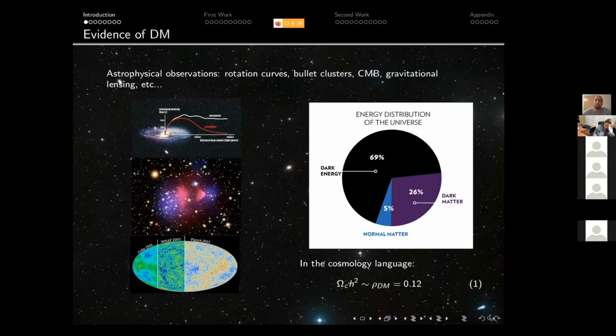From now on, all the time I'm going to speak about this parameter below here, the density parameter for dark matter, which is basically proportional to the density of dark matter today. And this has been measured, and it takes this value, 0.12.